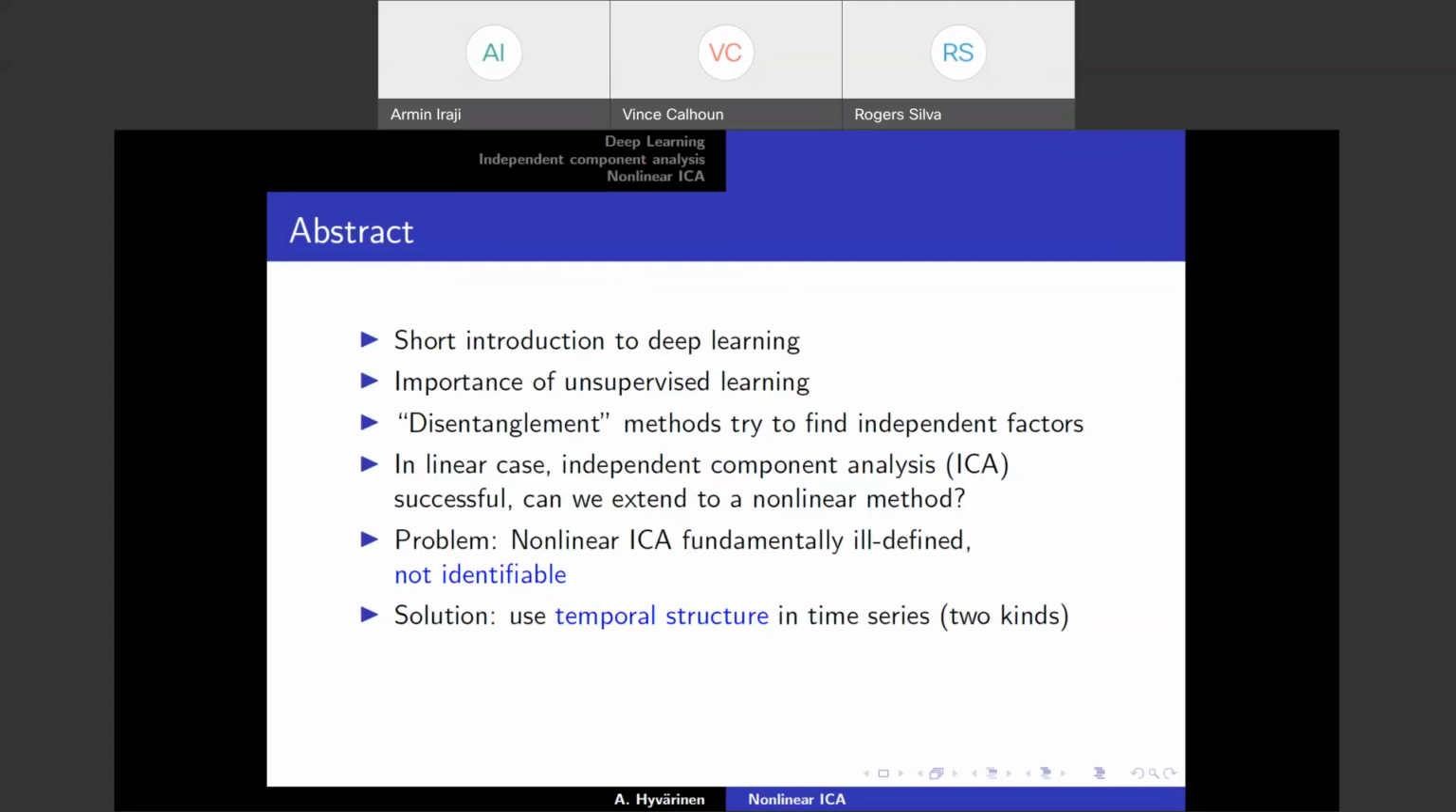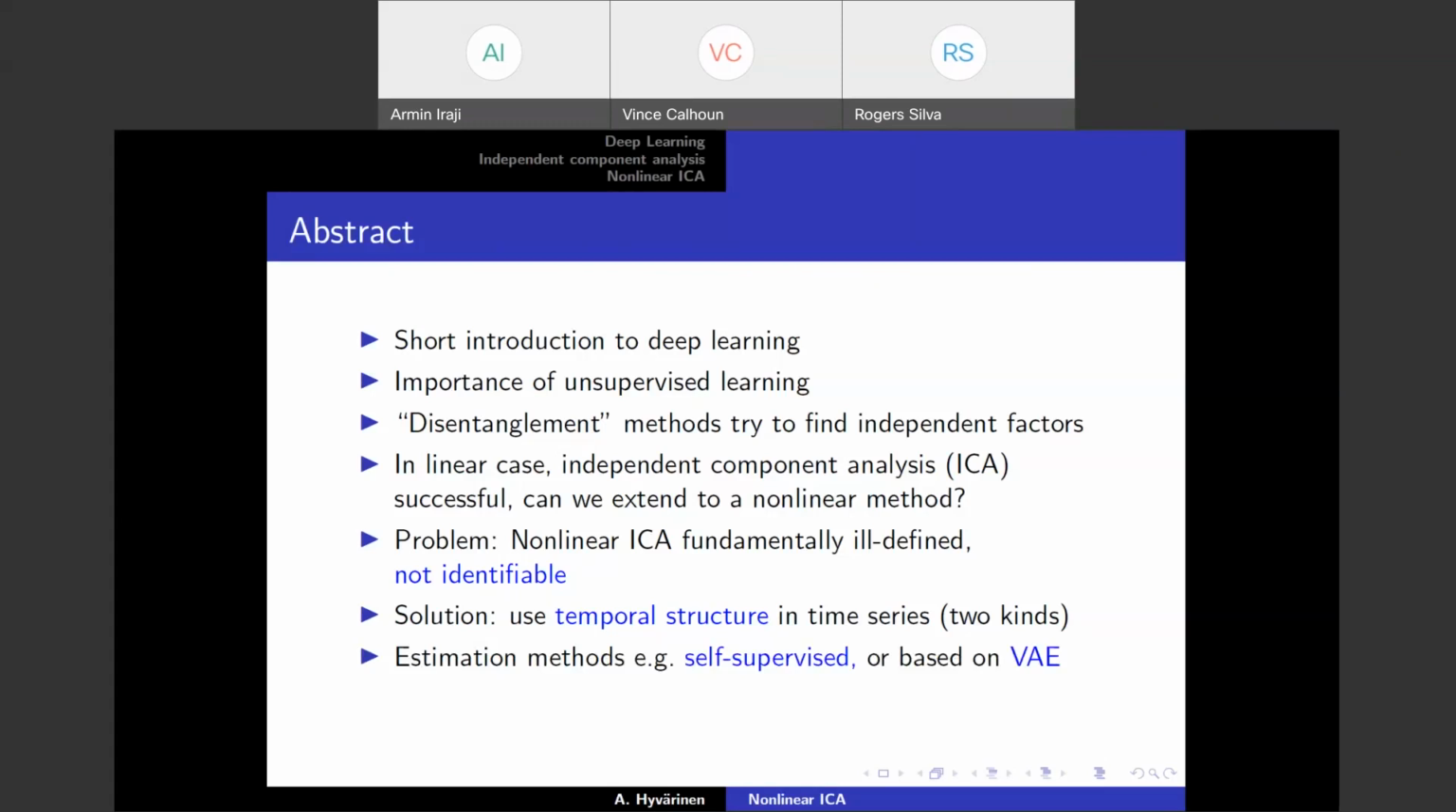But that's only in the basic case. When we develop slightly more sophisticated models, we will see that we can solve this identifiability problem by introducing temporal structure in the data, utilizing different kinds of temporal structure. That's the most theoretical identifiability part.